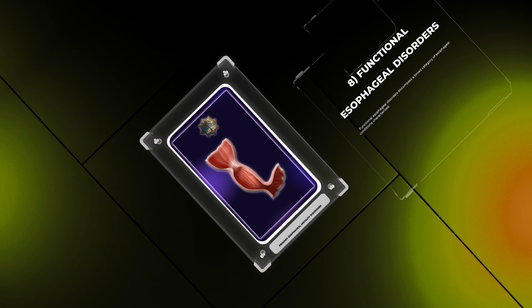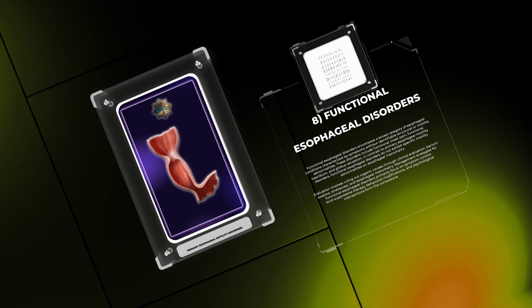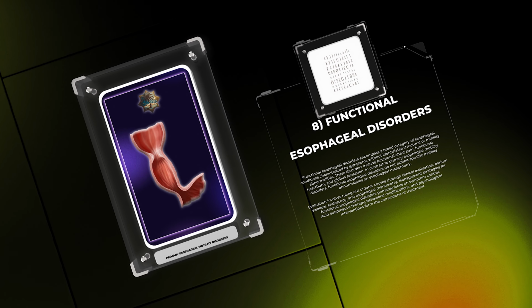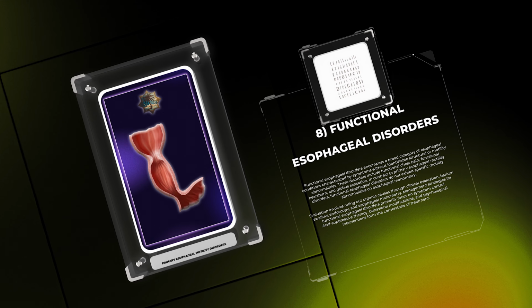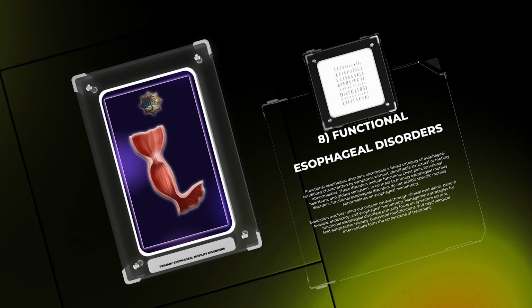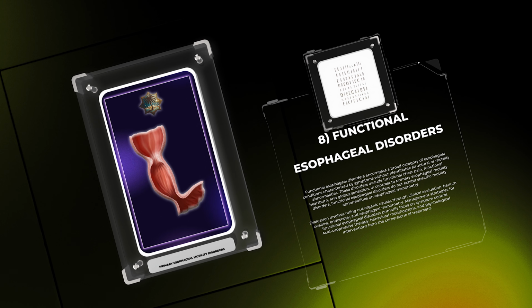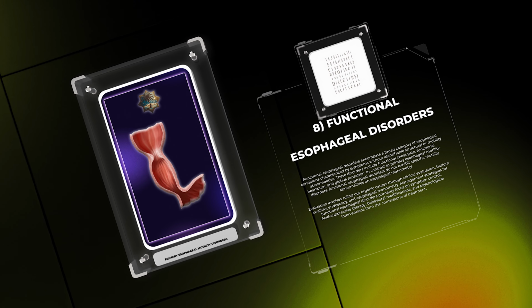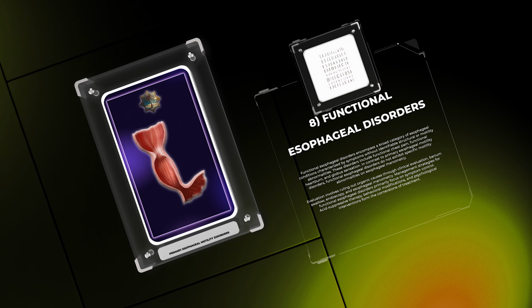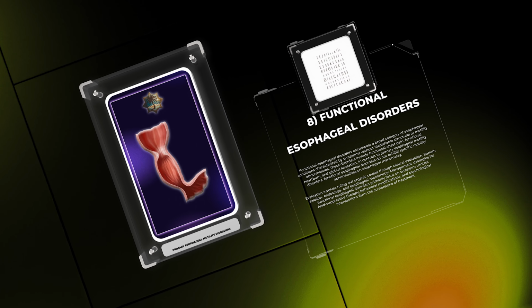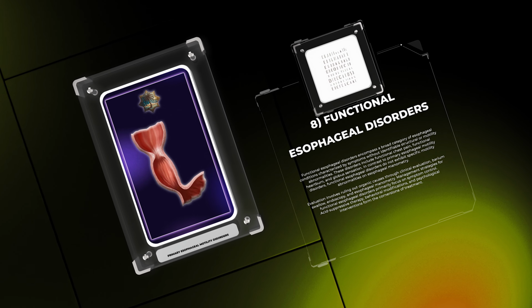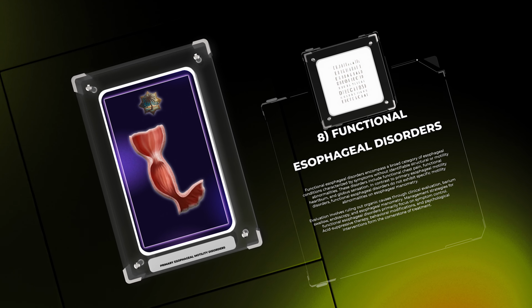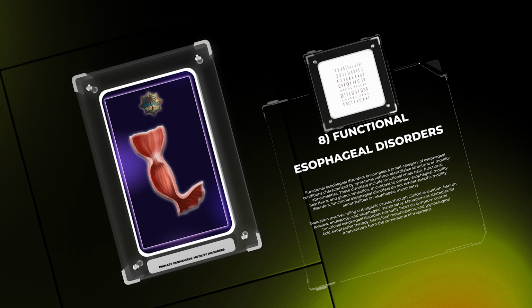Functional esophageal disorders encompass a broad category of esophageal conditions characterized by symptoms without identifiable structural or motility abnormalities. These disorders include functional chest pain, functional heartburn, and globus sensation. In contrast to primary esophageal motility disorders, functional esophageal disorders do not exhibit specific motility abnormalities on esophageal manometry. Evaluation involves ruling out organic causes through clinical evaluation, barium swallow, endoscopy, and esophageal manometry.